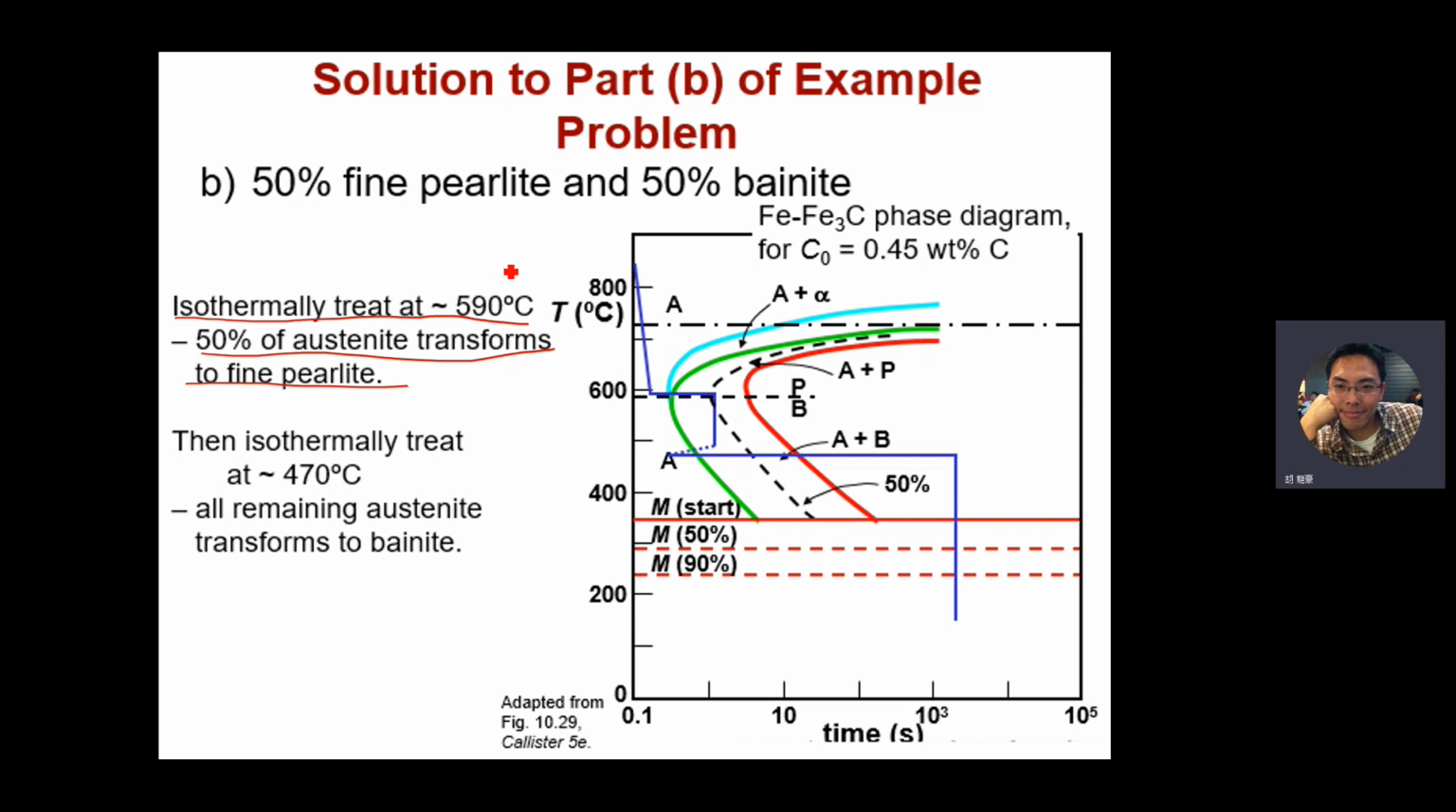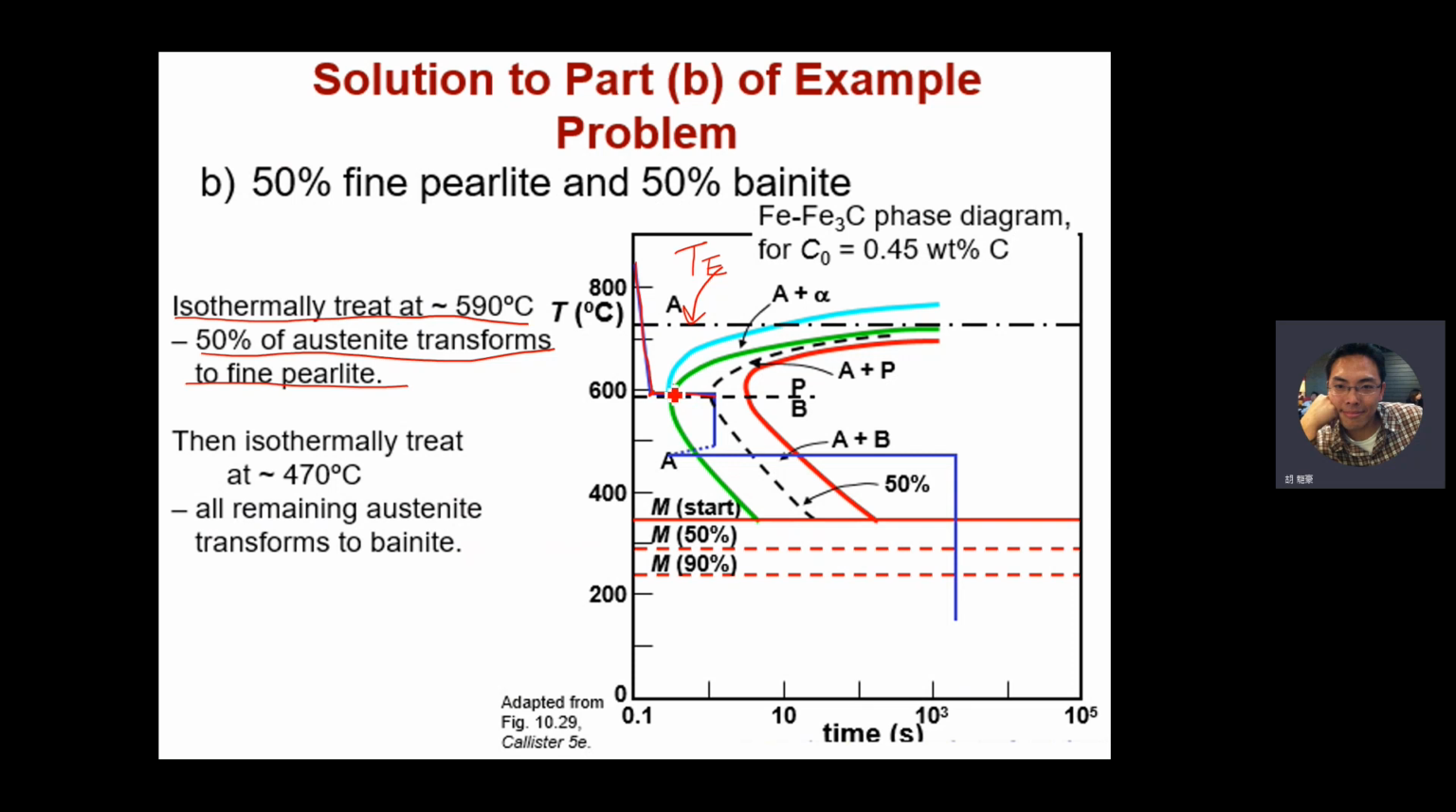we isothermally treat at 590, right, from a temperature above the eutectoid temperature. So this temperature is the eutectoid temperature, TE. Okay, and then isothermally heat treat at 590, so the temperature will decrease to 590. Okay, and remain for a long time, right? And the austenite starts to transform to pearlite at this moment.